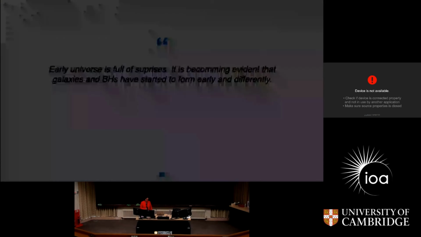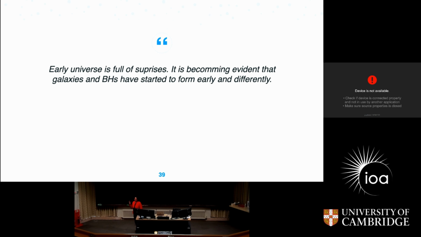So I'm at the end of my talk. I hope this wasn't too much of a whirlwind of different results. If I got you completely lost, I would like you to just remember this: the early universe is full of surprises. It's becoming evident that the star formation as it's happening in the early universe is not what we think it is. All the galaxies and black holes seem to have started forming earlier than we initially thought, and differently, so the conditions are slightly different. And so there is a lot that we can study in the early universe in order to understand it.